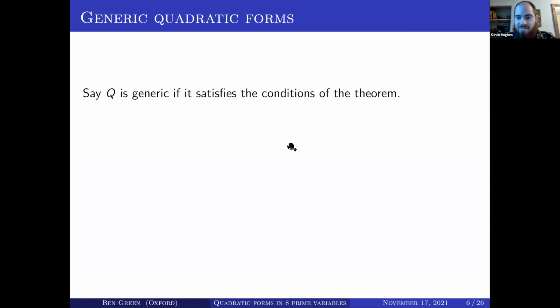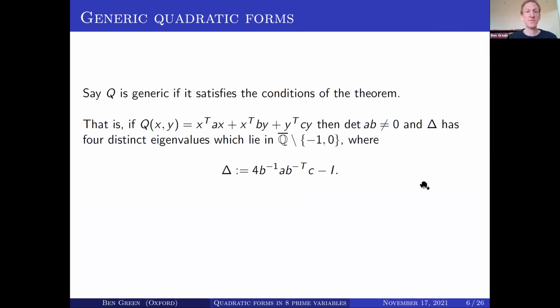My pleasure. There were some conditions mentioned in that theorem, and I'm going to say that the quadratic form is generic if it satisfies them. So the conditions were, just to remind you, if I split the quadratic form into 2 sets of 4 variables, so I write it as x transpose Ax plus x transpose By plus y transpose Cy, then I need to assume that the determinant of AB is not 0, and that the discriminant that's defined like this, a 4 by 4 matrix, has 4 distinct eigenvalues, none of which is -1 or 0.